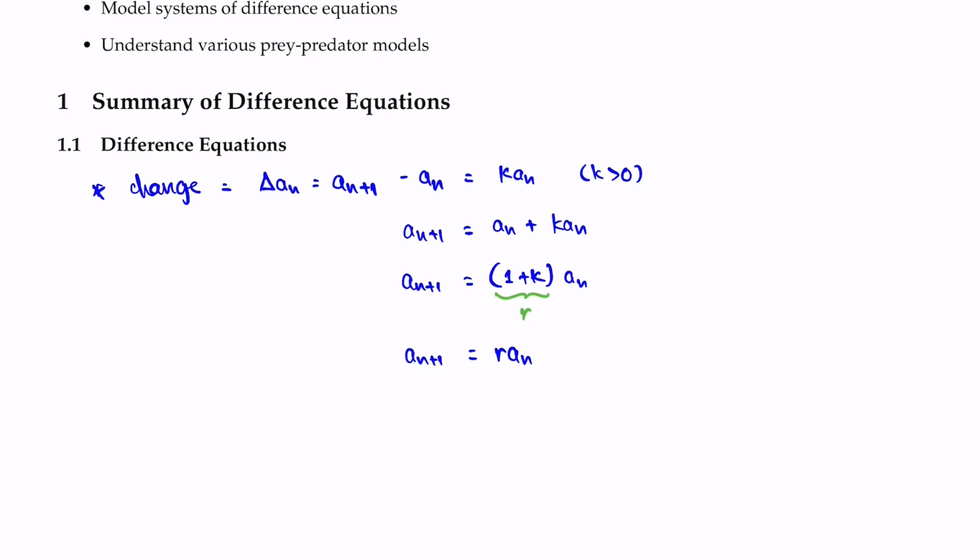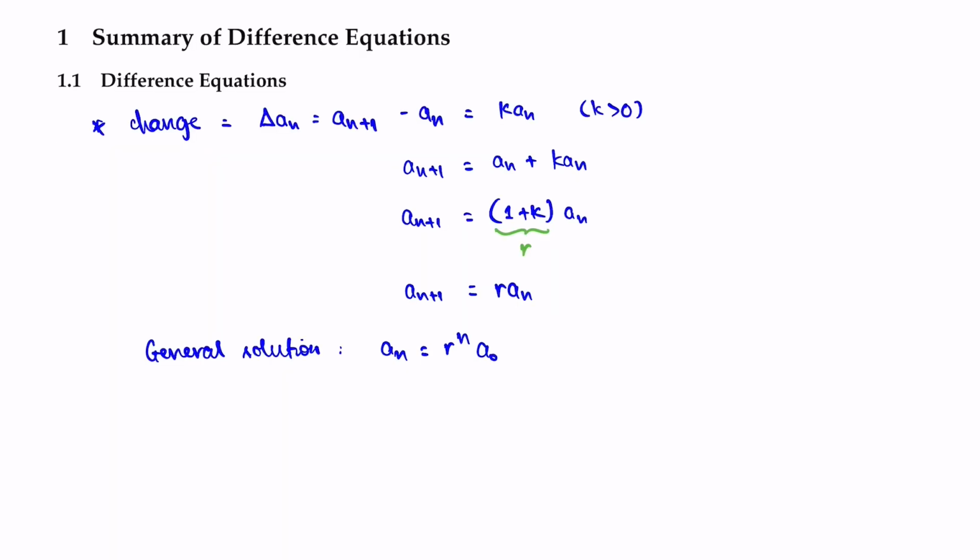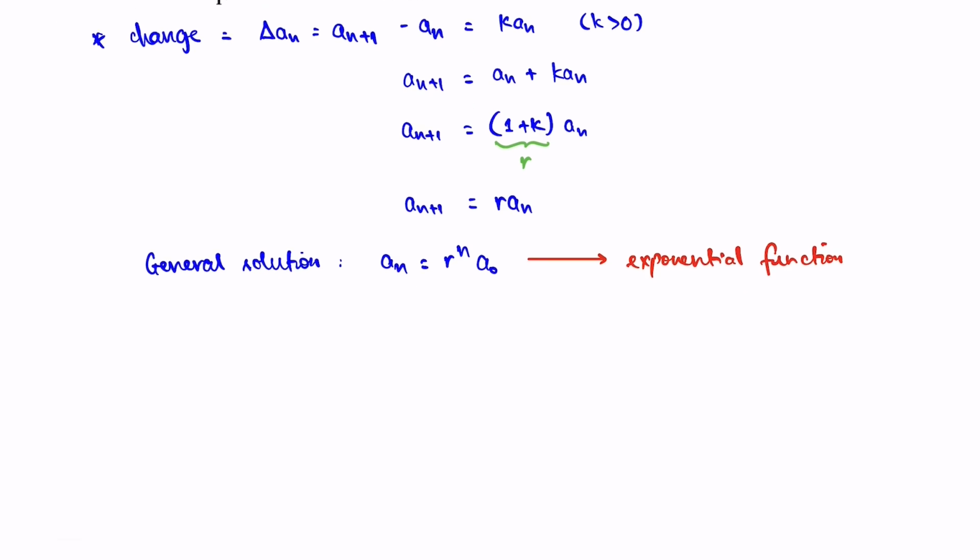The general solution has been derived in class already, and it is of the form a sub n equal to r raised to the power n times a sub 0, for a sub 0 the initial value. So the general solution relates the constant rate of change to exponential functions. Depending on the value of r, you have either exponential growth or exponential decay. In the case of r greater than 1, you have exponential growth, and when r is between 0 and 1, you have exponential decay.